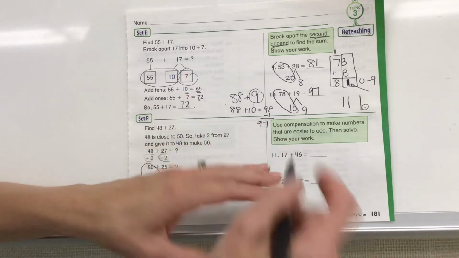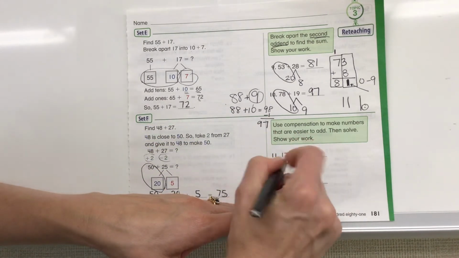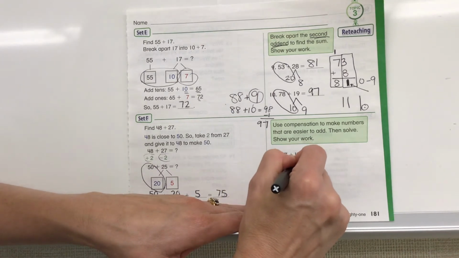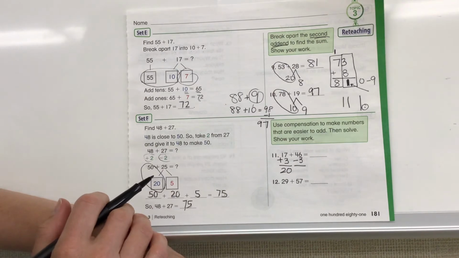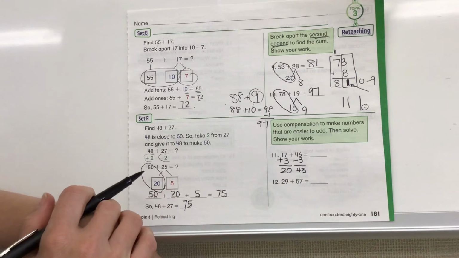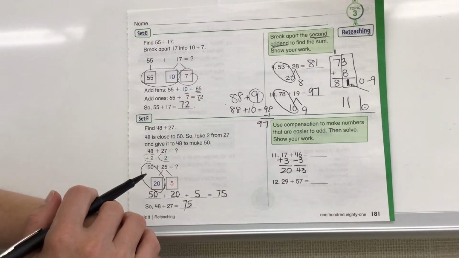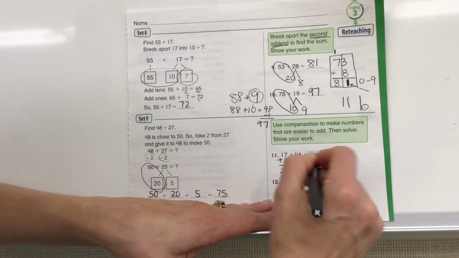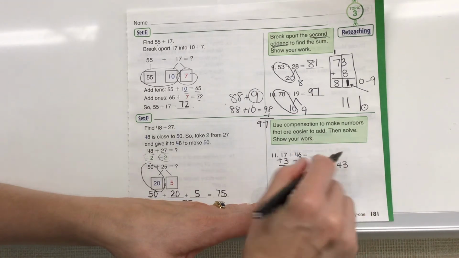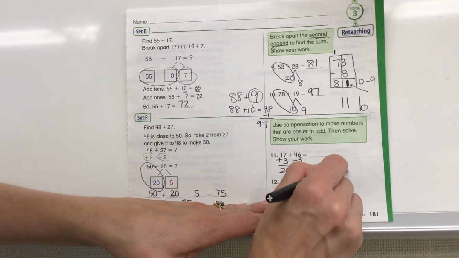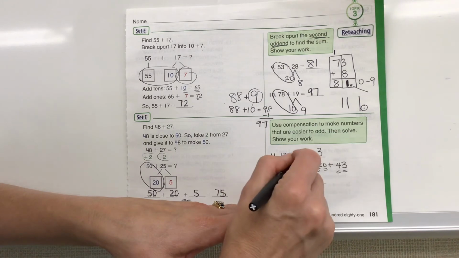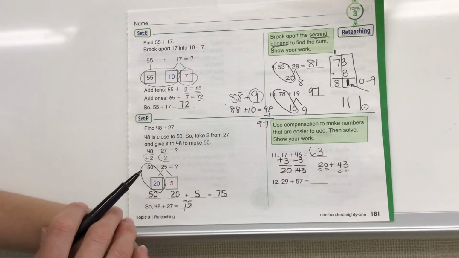17, 18, 19, 20. I'm going to add 3 over here to get that to 20. But if I add 3 on one side, I have to subtract 3 from the other. So 46 minus 3 is 43. So I have 20 plus 43. Now what I can do is I can do 20 plus 43. I can add the ones. 0 plus 3 is 3. And now I can do the tens. 2 plus 4 is 6. So that's another way you can do it.